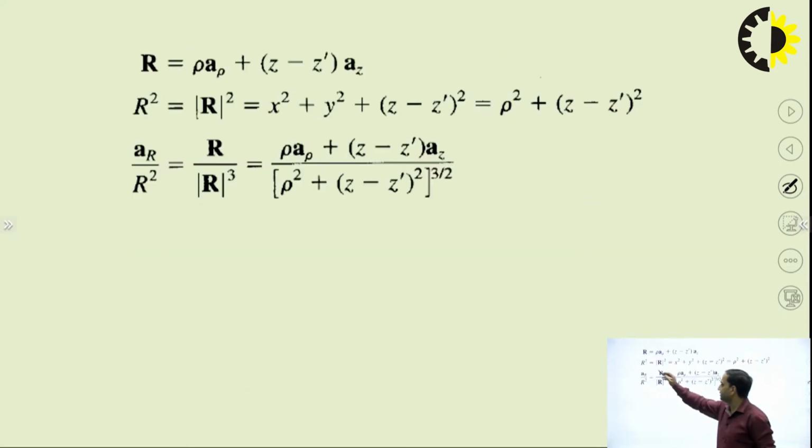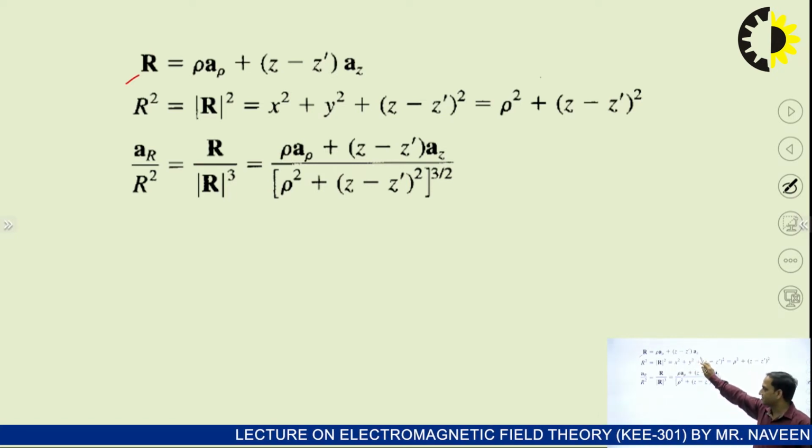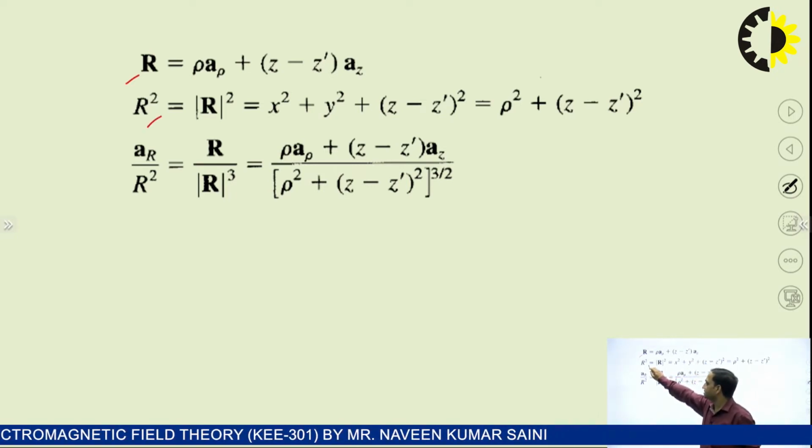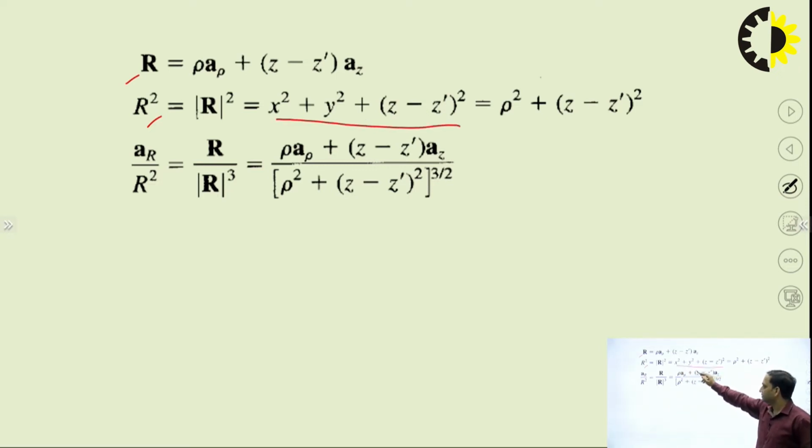So we are simply writing r is equal to rho arrow plus (z minus z dash) az. Take the magnitude of this. So when you take the magnitude, we can write the magnitude for this: x square plus y square, that is rho square, and that is (z minus z dash) whole square, right?